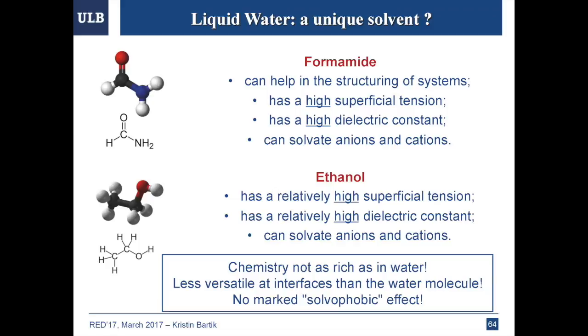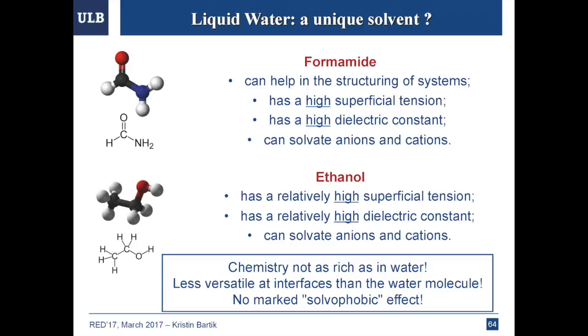So this is a molecule with also the possibility of forming hydrogen bonds, here by the two hydrogens on the nitrogen, and it is a hydrogen bond acceptor on the nitrogen and also on the oxygen. It also has a high superficial tension, a high dielectric constant, and it can solvate cations and anions. So this is the possibility with formamide.